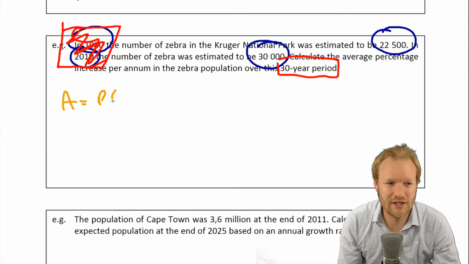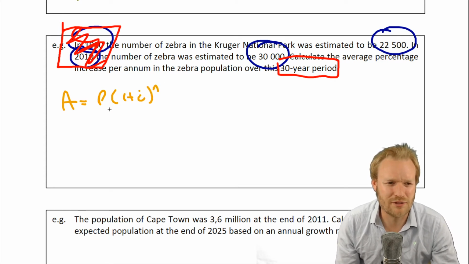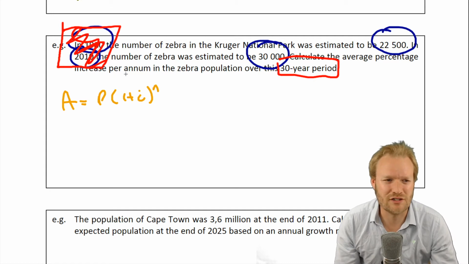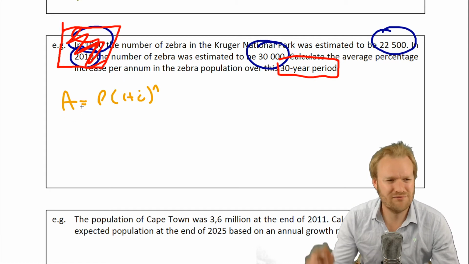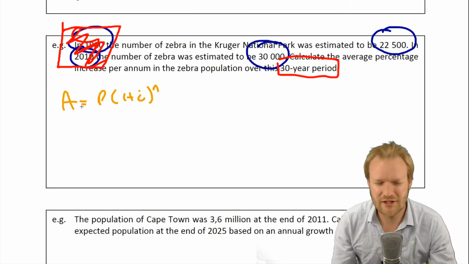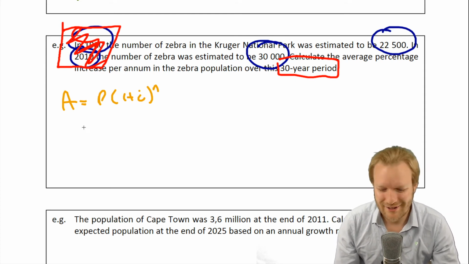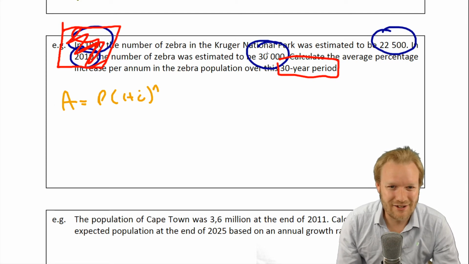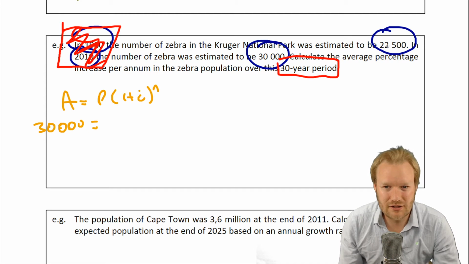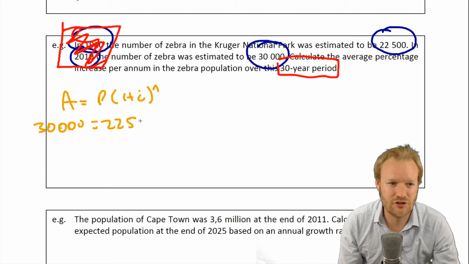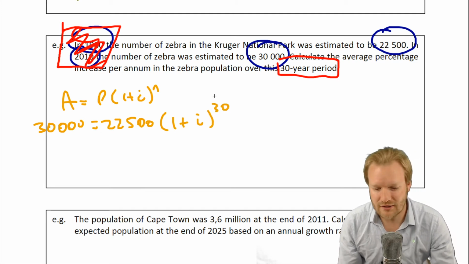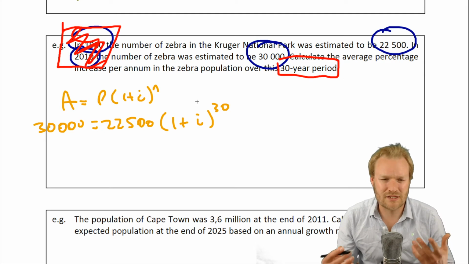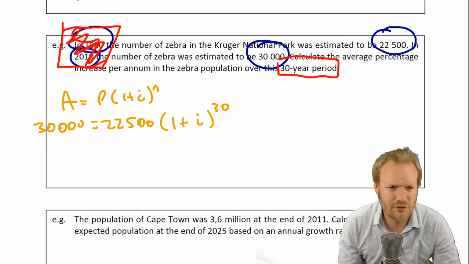So A equals P(1 plus I) to the N. It wasn't too long ago that that formula was not a mystery, but a brand new concept. And now we're like, A equals P(1 plus I) to the N. I don't need that formula sheet. Okay, so what do we get here? A, so it rose to 30,000. The principal amount was 22,500. 1 plus I, we don't know. N, 30 years, and it's per annum. This isn't compounding monthly. So we just need to get to I.